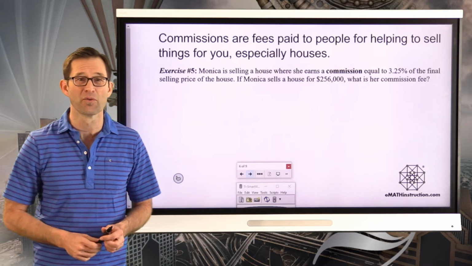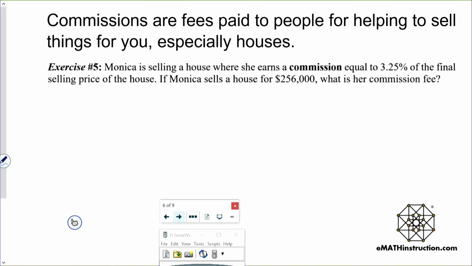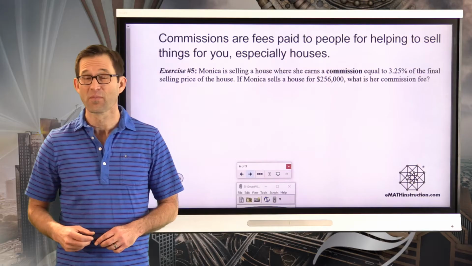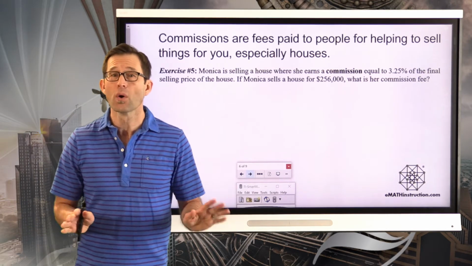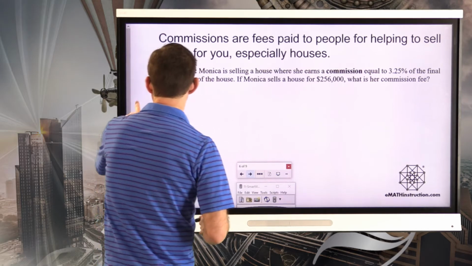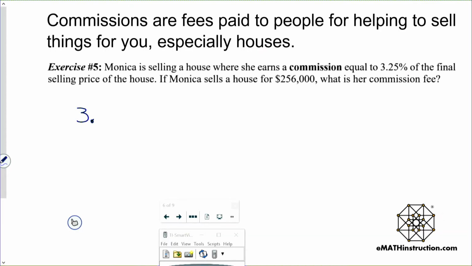After all of that, let's take a look at number 5. Monica is selling a house where she earns a commission equal to 3.25% of the final selling price of the house. If Monica sells a house for $256,000, what is her commission fee? If she sold a house for only $2,000, she's not getting much of a commission fee. But anyway, all right. So at the end of the day, what we're looking to do in this case is we're just looking to find 3.25% of $256,000, right? That's what Monica is going to get, okay?